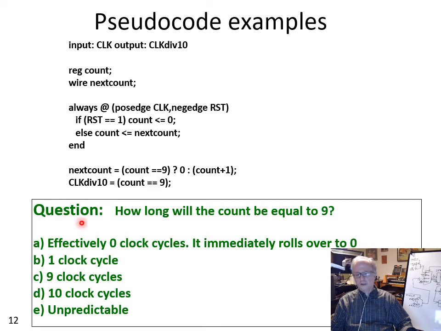Let's look at the question. So in class, again, I may put it to clickers or to a Zoom poll, but think about, as this thing is running, how long is the clock div 10 signal asserted? Which is also how long will the count be equal to 9, since that determines how long that's asserted. So 0 cycles, 1 cycle, 9, 10, unpredictable. Think about it a minute.